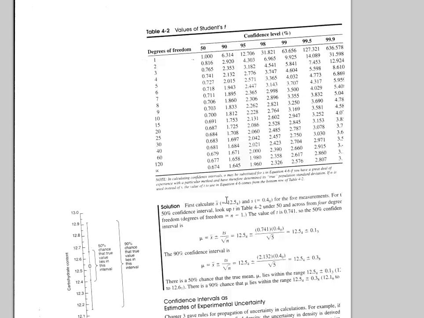So print it off, cut out that table at the top, put it in front of your notebook, put it somewhere that's easily accessible, because you're constantly going to have to refer to this table over and over and over. Okay, so let's look at how to interpret the table for a minute. Up here at the top, table 4.2 says values of student's t. Okay, well, what's a student's t? We'll talk about that in a minute when we look at the confidence interval equation.